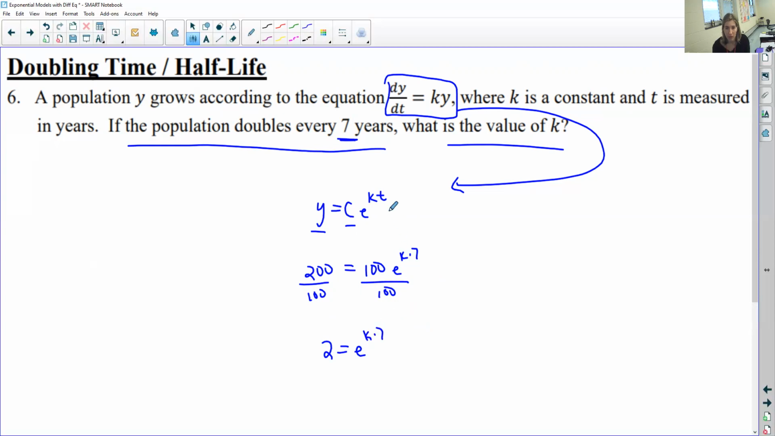I've plugged this 7 in for t because that's the amount of time required for it to double. Now I'm just going to solve this for k. I'm going to ln both sides and then divide by the 7. So k ends up being ln(2)/7, which you can do in your calculator.